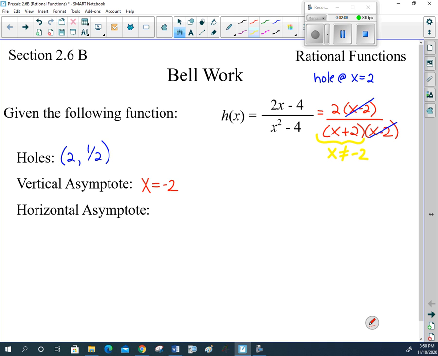And for our horizontal asymptote, remember, we go back to the original and look at the degrees right here. This degree is a 1. This degree is a 2. The numerator is less than the denominator. When that's the case, your horizontal asymptote is y equals 0. So we don't even have to have a picture. We should be able to algebraically come up with this information.